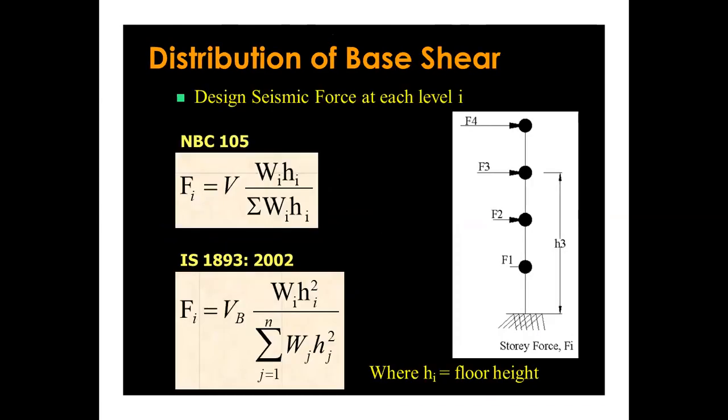So distribution of base shear gives the design seismic force at each level i. The floor is denoted by i. Here, the first floor force is F1, then F2, F3, F4. Here, for IS 1893, Fi is equal to VB, which is base shear, times Wi hi squared, divided by the summation of Wj hj squared.